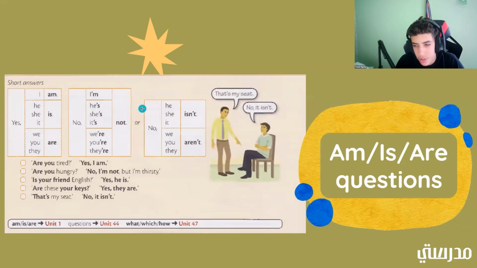Now we have short answers. These ones are not as complicated as the last ones. Well, actually, they're a little bit more complicated. Why? Because you add another word before you combine. So like, yes, I am. Yes, he is. Yes, she is. Yes, it is. Whenever you say yes, you wouldn't really combine. But whenever you say no, that is when you should combine.